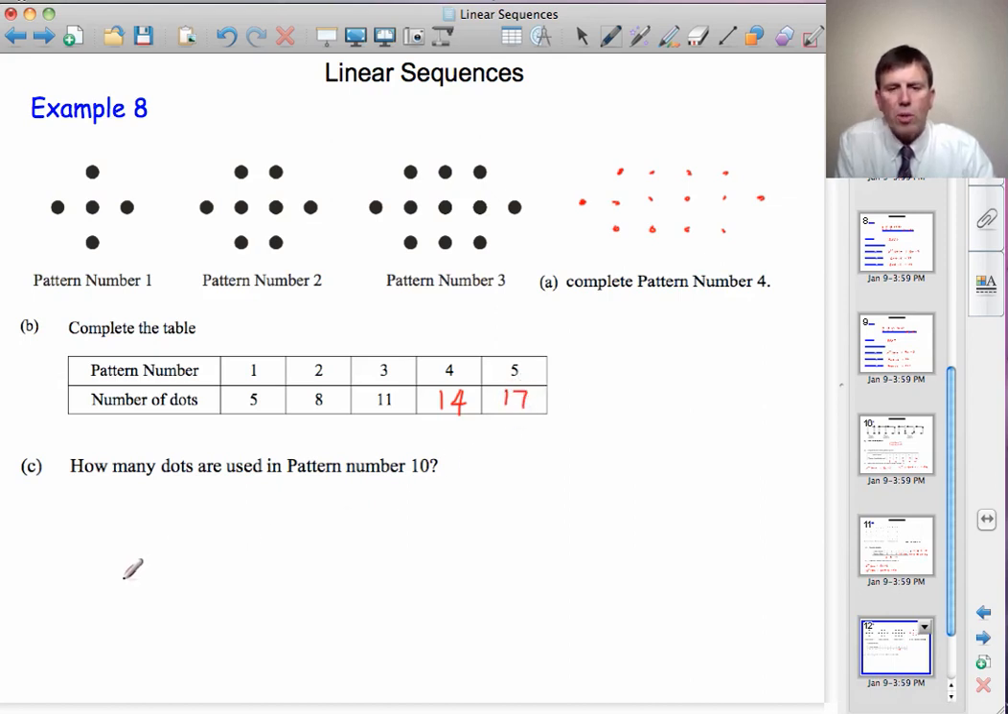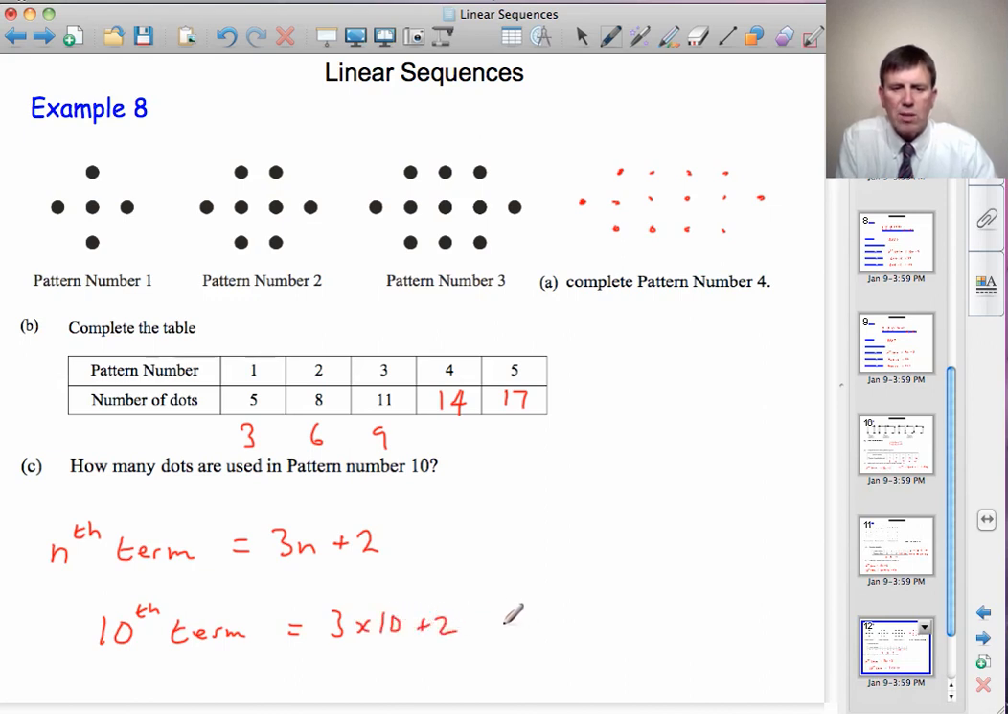Right, so now we want to find how many dots in pattern number 10. Again, we'll look at it both ways. We'll find the nth term, which we should be expert at now. The nth term, it's going up in 3s, so it will have 3n in the formula. That gives me the 3 times table. What adjustment do I need to make? I need to keep adding 2. So it's 3n plus 2 for the formula. So the 10th term will be 3 multiplied by 10 plus 2. 3 10s are 30, add 2 is 32.